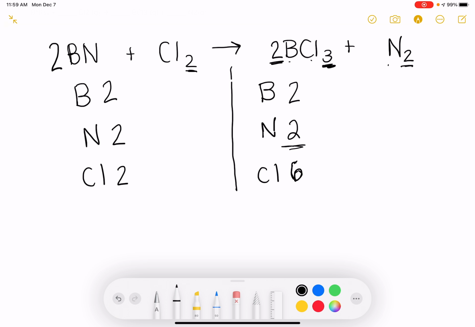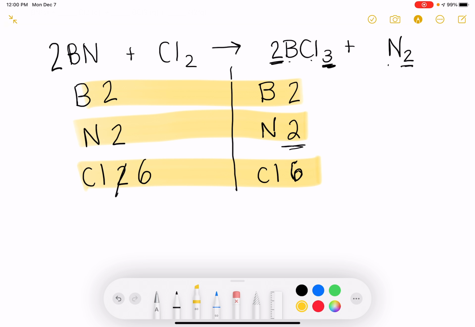So now our borons and our nitrogens are balanced. Our chlorines, not so much. We've got 6 on the right. We need to get 6 on the left. And we've got a little 2 there. So which number are we going to put in front? 2 times what gives us 6? Because that's what we want. We want 6. And the answer is 3, because that 3 times 2 will give you 6. So now they're all balanced and we've got it.